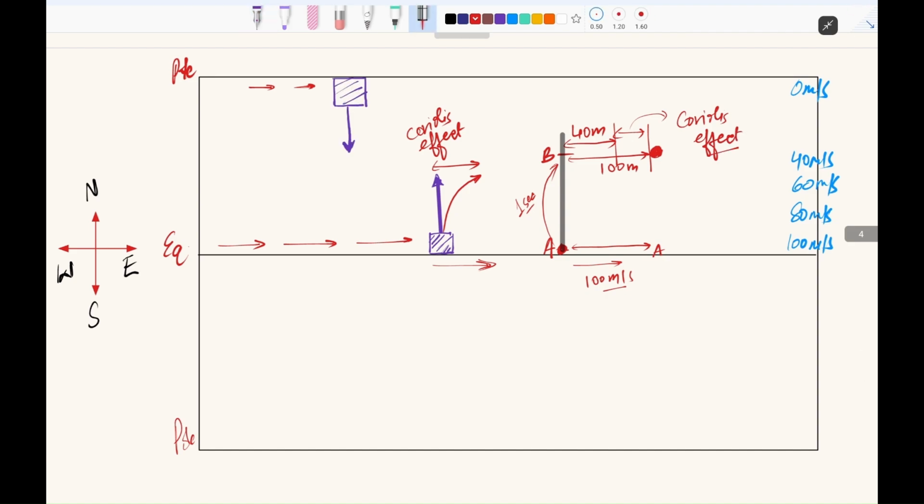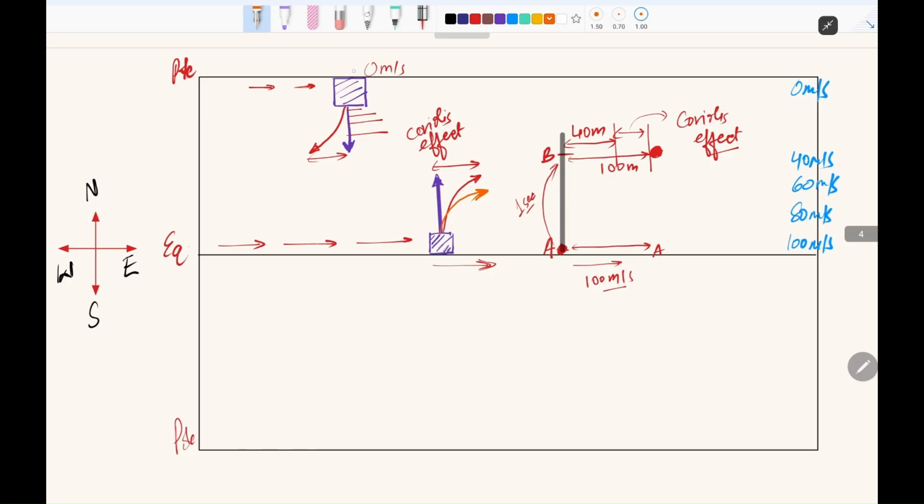Now, if the object is at the poles and we have to throw the object towards the equator, in this case, the object will have an initial inertia of 0 meters per second. And as it moves towards the equator, the surface beneath the object will be getting faster and faster. So what it would seem like is the object is lagging behind the surface beneath, and this deflection is called the Coriolis effect.